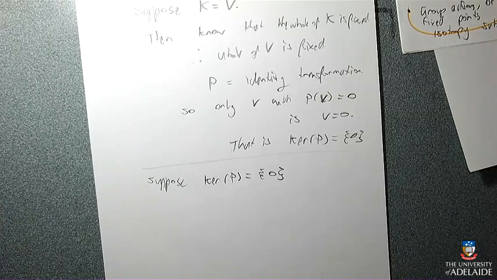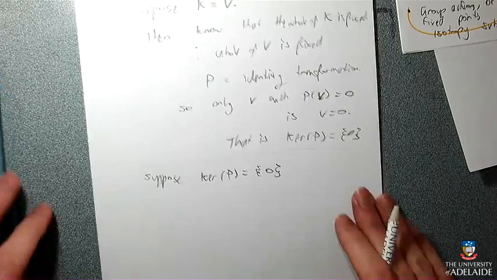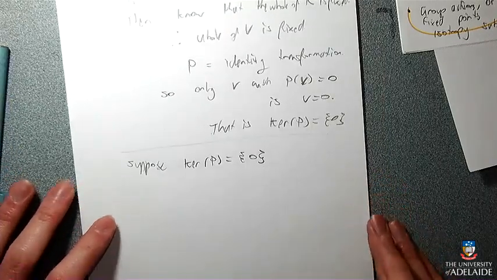Okay, so the kernel of P is the zero vector. That would mean it's one-to-one, which means that what? How do we do that? Just a second.